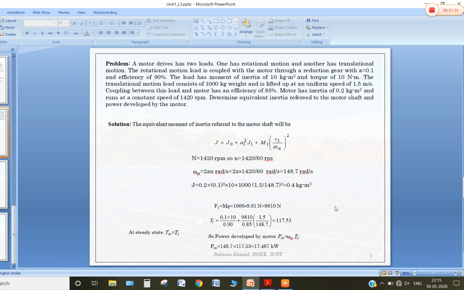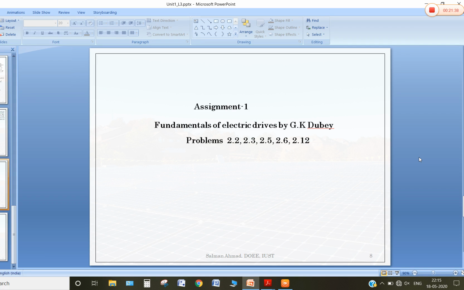There are a lot of problems given in the GK Dubey book. You can see the solved examples. There is one assignment on this. You can solve GK Dubey book problems 2.2, 2.3, 2.5, 2.6 and 2.12. These are very small problems. You can solve them, make a soft copy and upload it on the Google Classroom. I am giving this assignment up to May 31st. You can submit it in soft form.